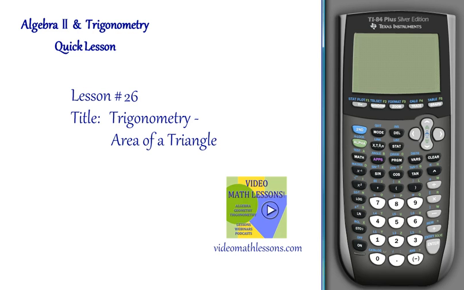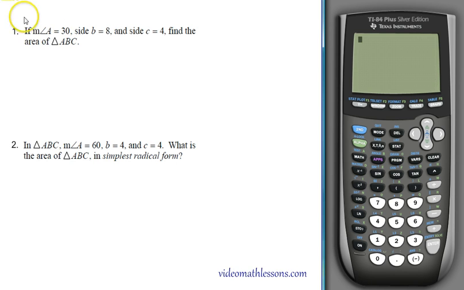Lesson number 26, Trigonometry, area of a triangle. Well, in trig, we have a formula for finding the area of a triangle. And the formula is on your reference sheet. It says K equals 1/2 ab sine C, where K stands for area.